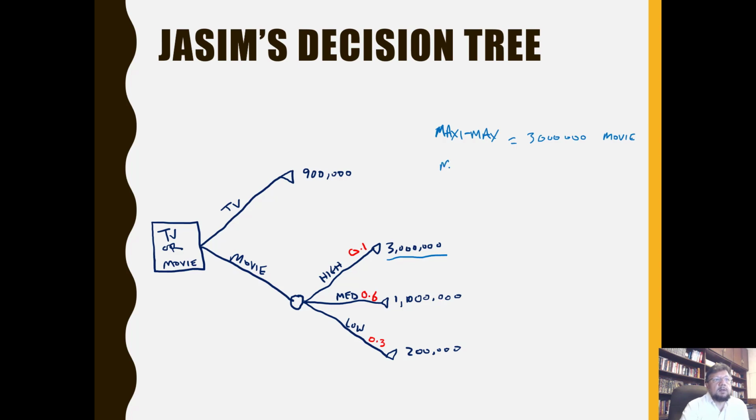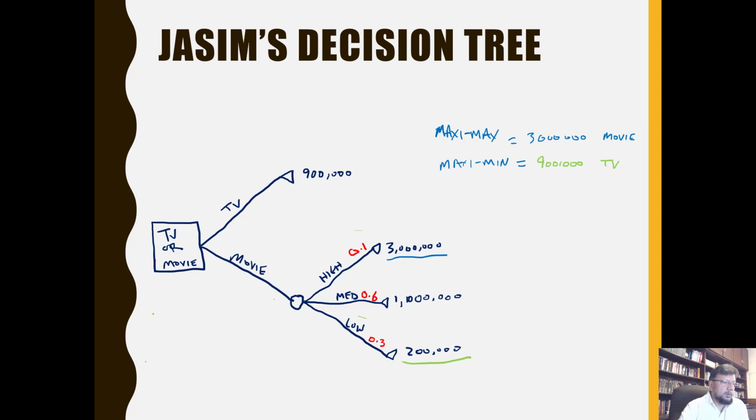Now if he's a pessimist, he may choose a maxi-min strategy. A maxi-min strategy is to look at each decision branch and find the minimum payoff from each branch, and then pick the maximum of the minimum payoffs. So the minimum payoff for the movie would be 200,000, and the payoff from TV is a fixed 900,000. So the best of the two would be 900,000. So the maxi-min decision would be based on picking TV.